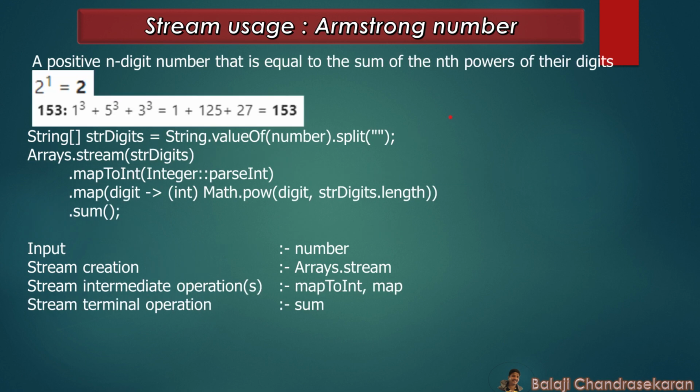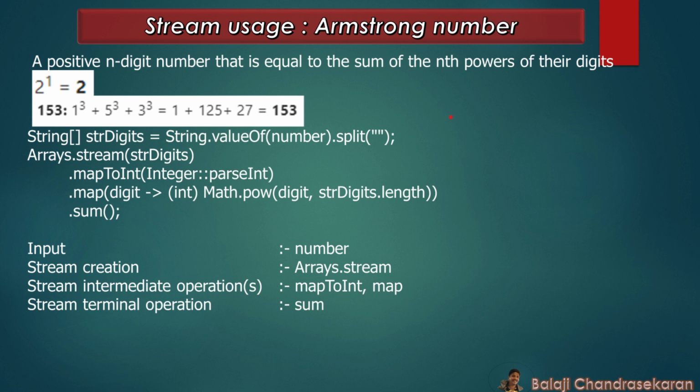An Armstrong number is a positive n-digit number that is equal to the sum of the nth powers of their digits. For example, 129 and 153 are Armstrong numbers. Now we will implement a code to check the Armstrong numbers using the Java streams.